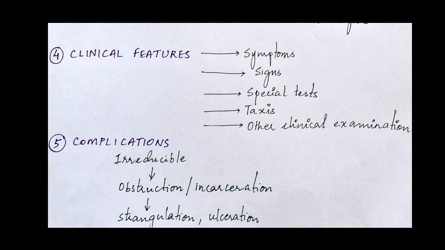And the third is to be able to get above the swelling, which means to approximate your fingers above the swelling. This will not be possible in a hernia, and this is how you differentiate between a hernia and a hydrocele. The third thing that we need to do is the special tests.